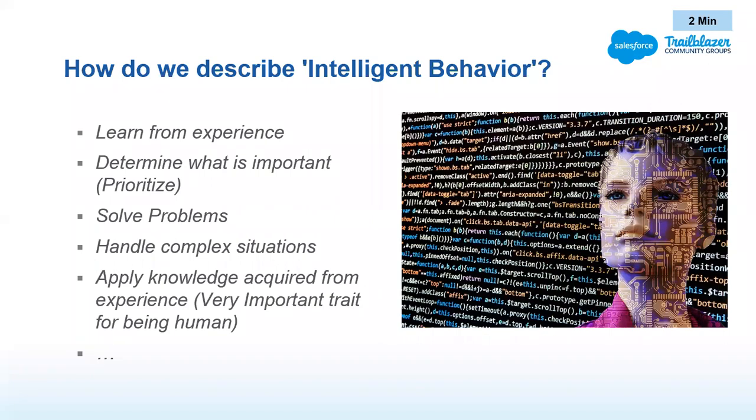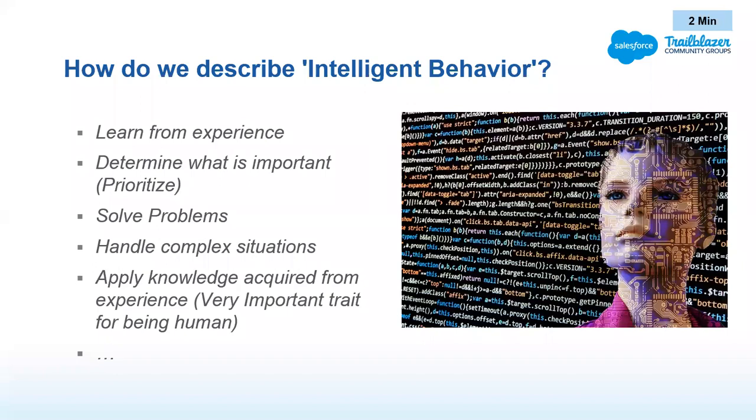Intelligent behavior is basically that we learn, for example, humans, right? Humans are one of the most sophisticated or most intelligent species in the world. And they learn from experience. They are able to determine what is important for them. For example, what is important for me for the day, for the next few weeks, or for the next 1 year. So we are able to prioritize our tasks.